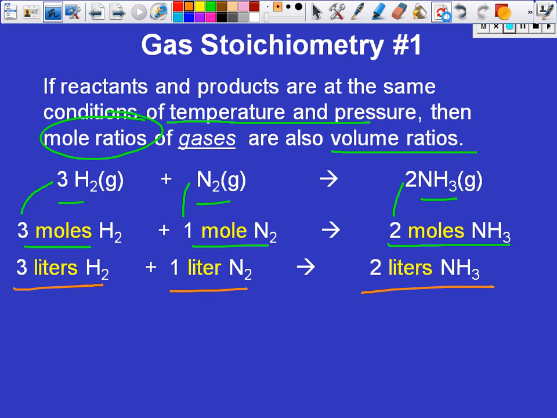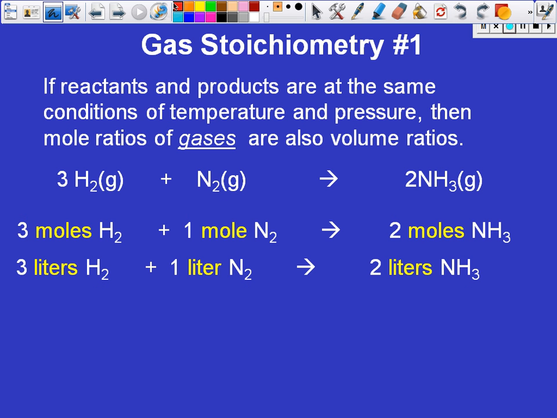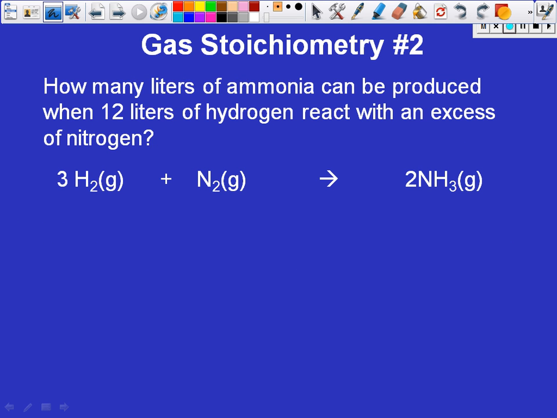But notice, one more time, what it's referring to is gases. All of these must be gases. If they're not gases, it will not work this way. All right, so here's the question. How many liters of ammonia can be produced when 12 liters of hydrogen react with excess nitrogen? Well, the good news is they just told us something key. They told us that you have excess nitrogen. So essentially, we can wipe that away. We can get rid of this nitrogen because it is in excess, which makes hydrogen the limiting reactant.